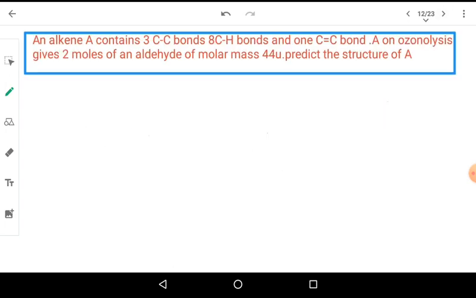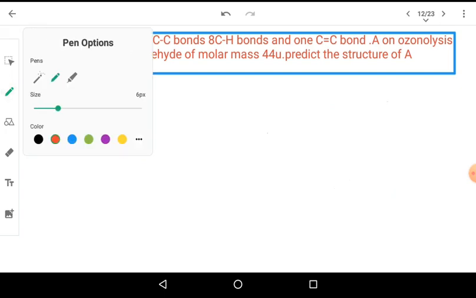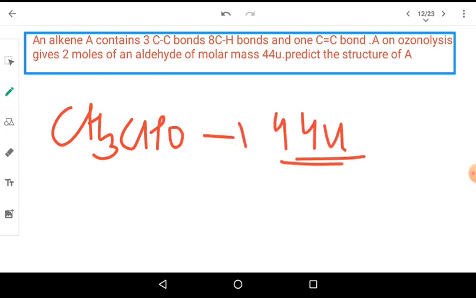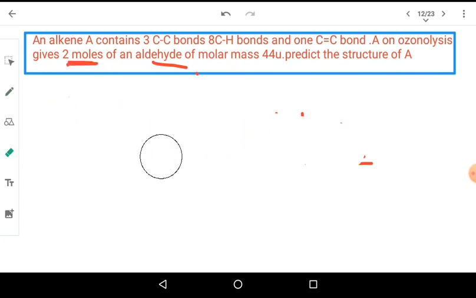An alkene A contains 3 carbon-carbon bonds, 8 carbon-hydrogen bonds, and 1 carbon-carbon double bond. A on ozonolysis gives 2 moles of an aldehyde of molar mass 44 u. So let us take the homologous series of aldehydes. The first member is HCHO. Obviously HCHO will not have 44 u. But if we consider CH3CHO, we can identify that its mass is 44 u. So we can say that the aldehyde of this question is CH3CHO, and we are given 2 moles of this aldehyde. So let us take 2 moles here.